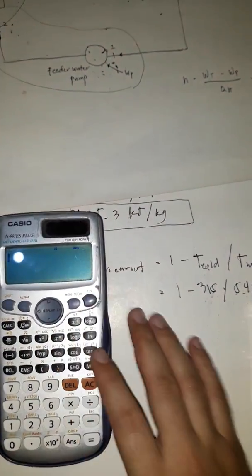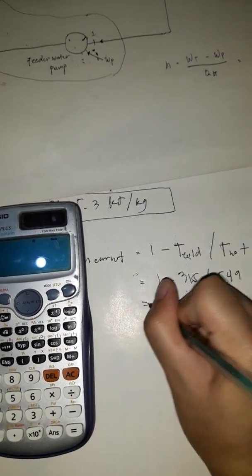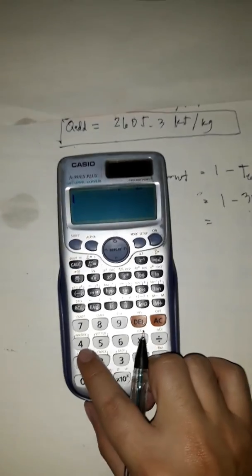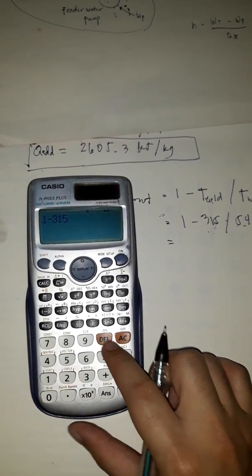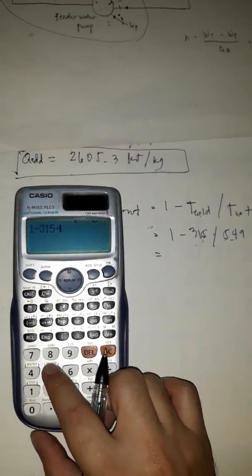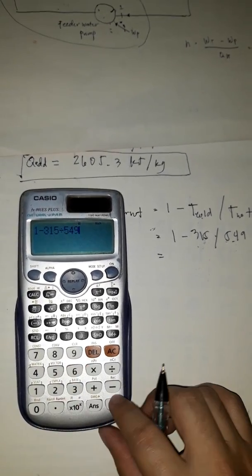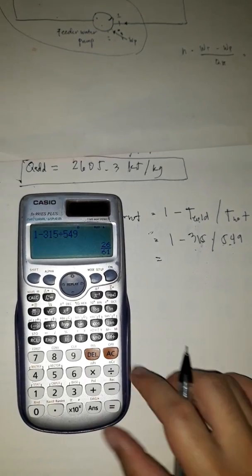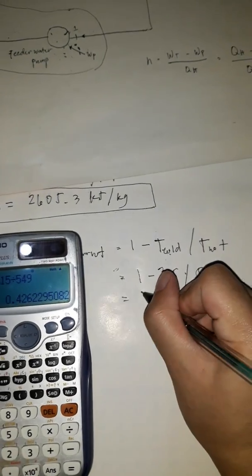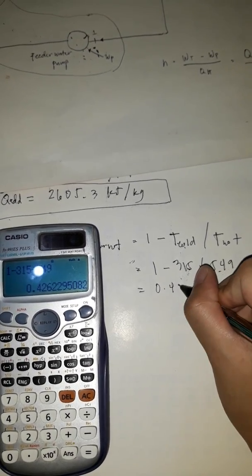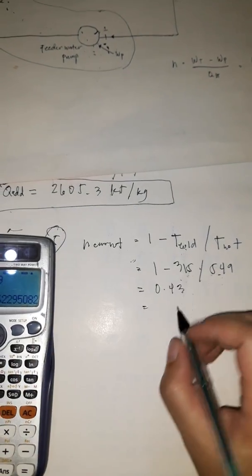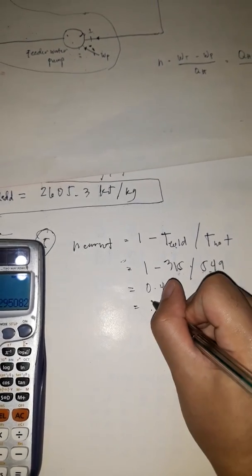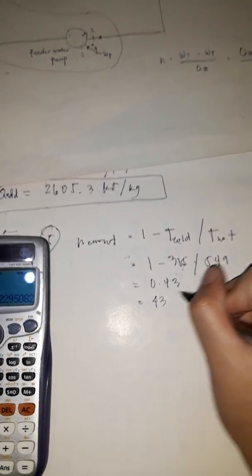Solve this to find the Carnot efficiency. 1 minus 315 divided by 549 is equal to 0.43, or since this is the efficiency, we have to convert it into percent, which is 43%.